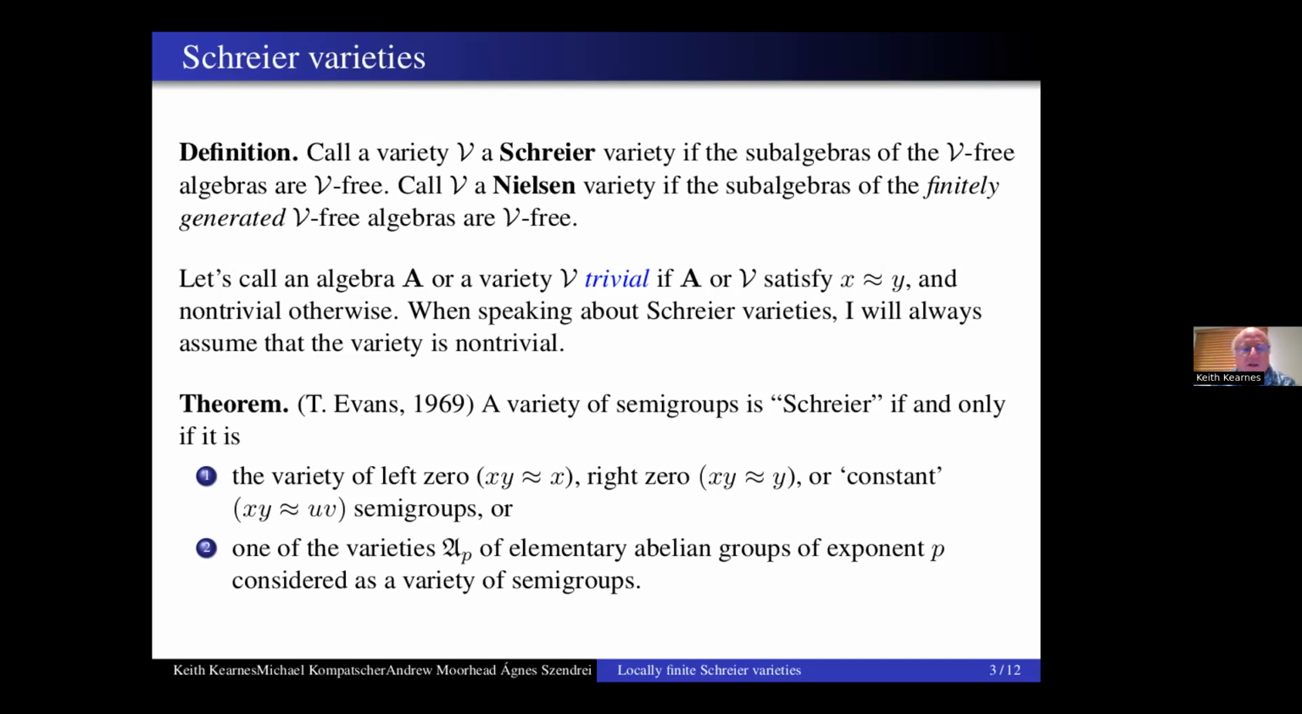Evans calls these constant semigroups. The other case are the varieties of elementary abelian groups of exponent p considered as a variety of semigroups. These are examples of locally finite Schreier varieties. So that's what the talk is about. We're going to talk about locally finite Schreier varieties, and some of these illustrate what can happen.